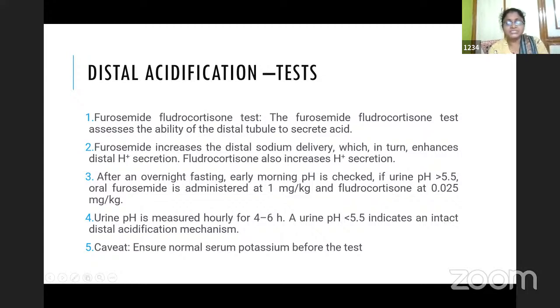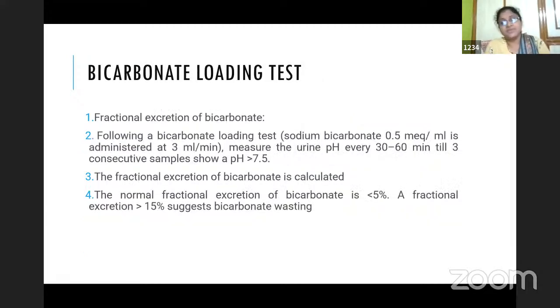And urine pH is checked hourly at 4 to 6 hours, and urine pH of less than 5.5 indicates a distal acidification defect. Here also the potassium should be normal. So this is regarding the distal RTA. When you suspect acidification defect, we do these tests.